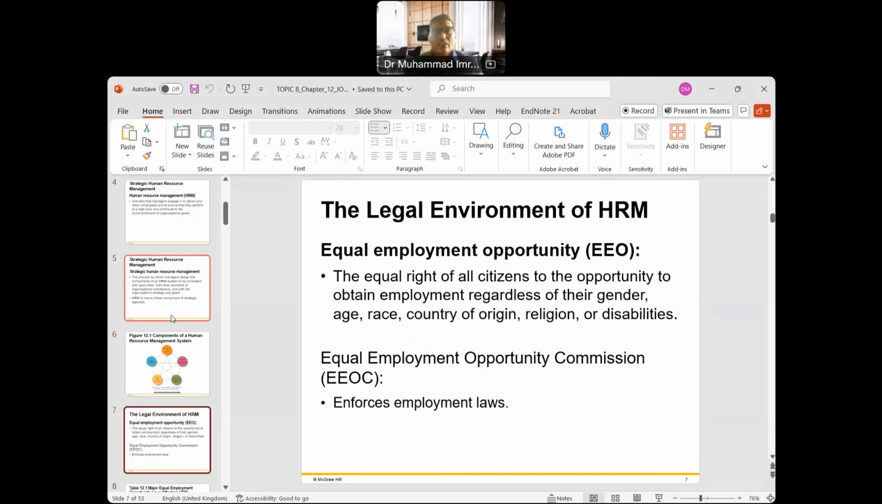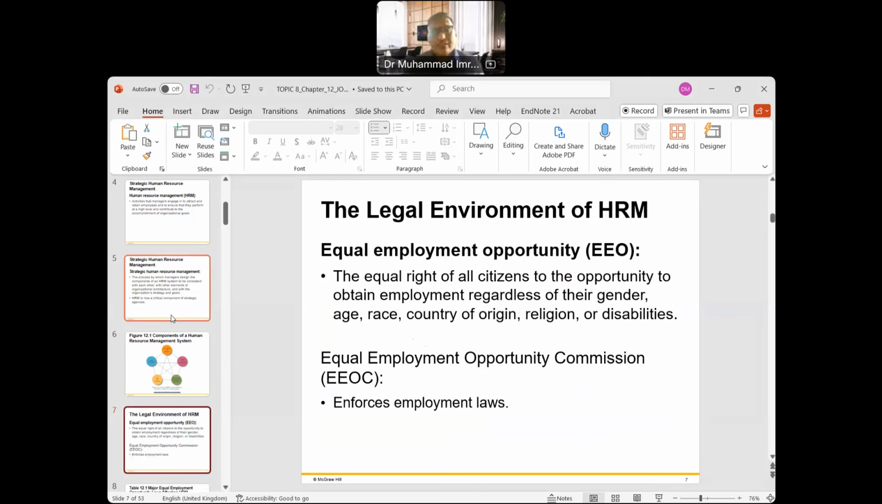Here is one of them, equal employment opportunity, EEO. What is that? The equal right of all citizens to the opportunity to obtain employment, with no discrimination regardless of gender, meaning male and female, age, young people and old people, race, like Malay, Indian and Chinese, country, like me, I'm from a different country and working in your country, religion, Muslim, Hindu, Christian, whatever, and disabled persons. Hope you know about it. So, equal opportunity for all types of genders.